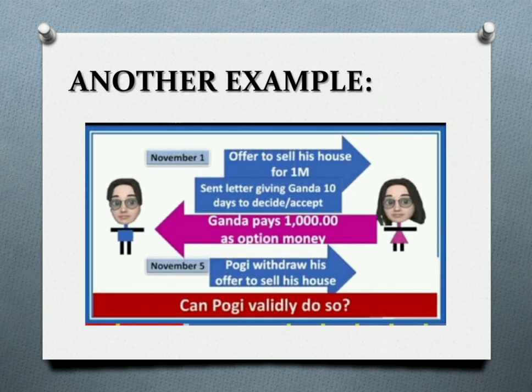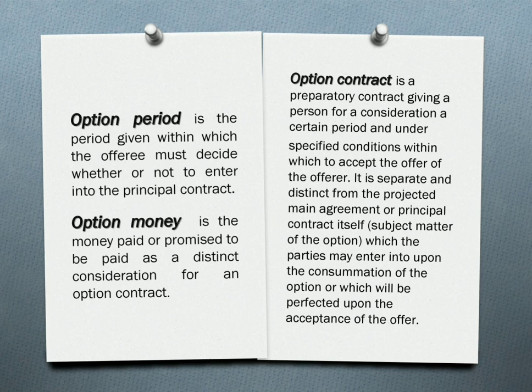But what if after mag-send ng letter ni Pogi kay Ganda, Ganda pays 1,000 pesos as option money. And later on November 5, Pogi withdrew his offer to sell his house. So in this case, hindi na pwedeng mag-withdraw si Pogi ng offer niya since nagbayad na si Ganda ng 1,000 na nagsiserve as option money. When we say option money, it is the money paid or promised to be paid as a distinct consideration for an option contract.